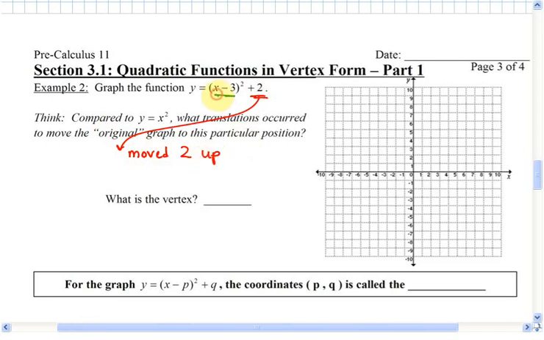Okay, what about this x minus 3 thing here? Tricky. I'll tell you it's 3, but which way? To the right or to the left? To the right, because it's minus. To the right. Awesome.